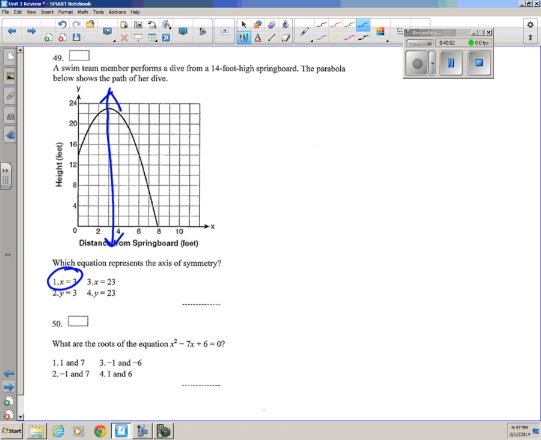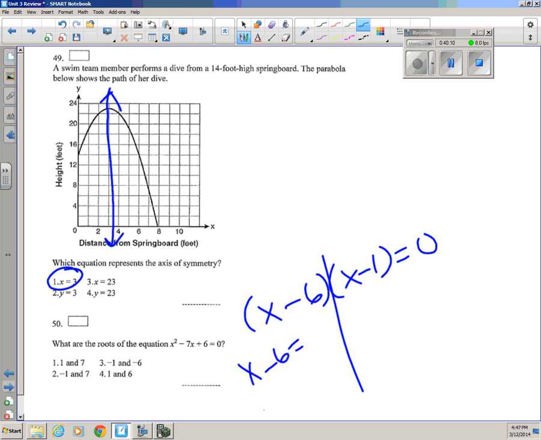What are the roots of the equation? That's basically solve, right? So if I factor this, it becomes x minus 6 and x minus 1 equal to 0. X minus 6 equals 0, add 6 on both sides. X minus 1 equals 0, add 1 on both sides. The roots are positive 1, positive 6.